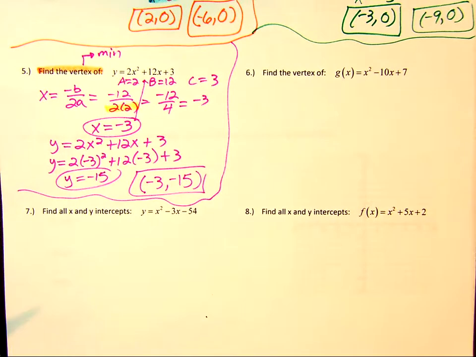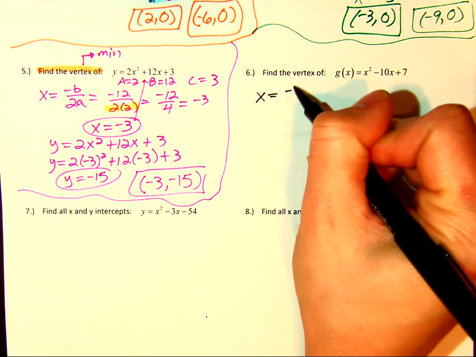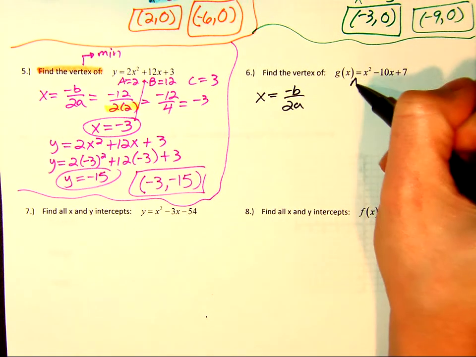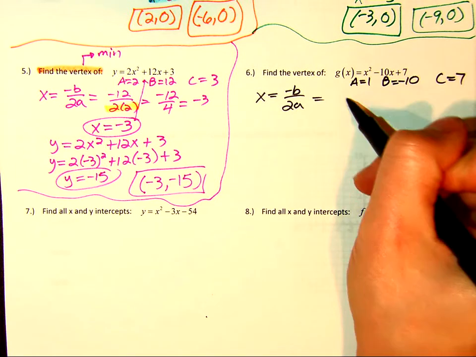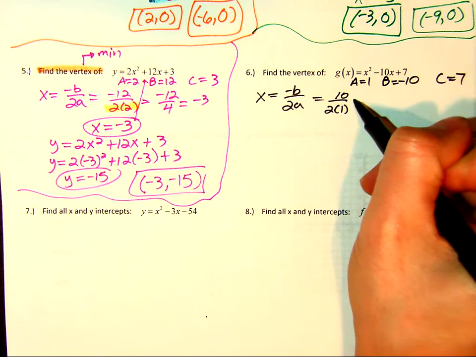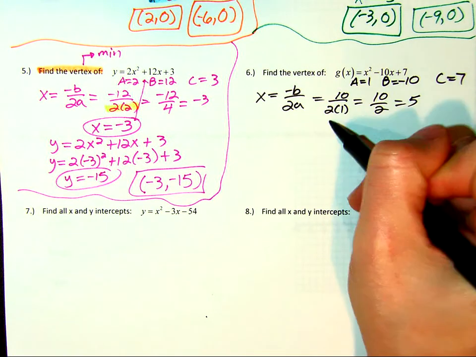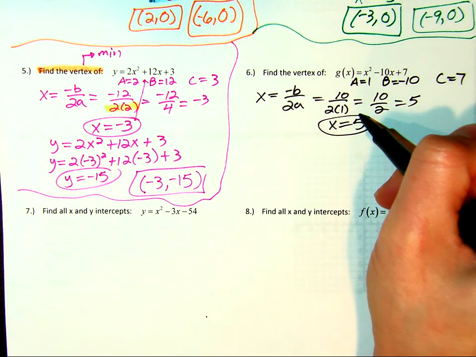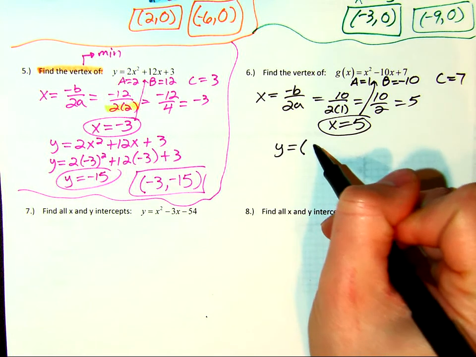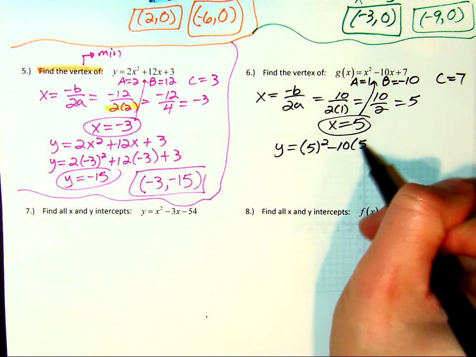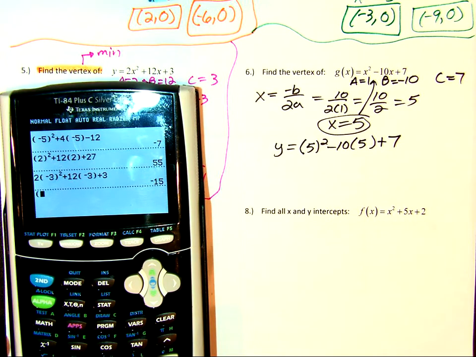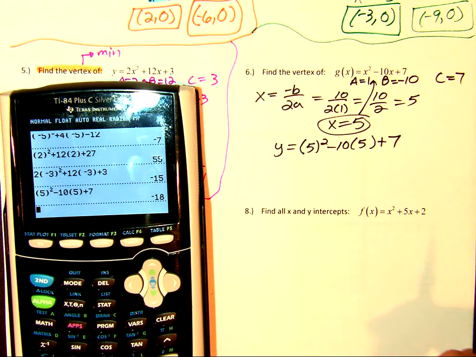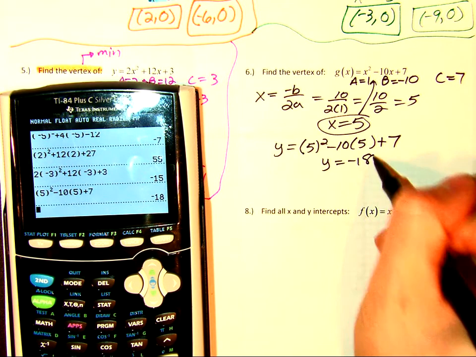So x equals opposite of b over 2a, right? Here my a is 1, my b is negative 10, my c is 7. So the opposite of b would be positive 10 over 2 times a, which is 1, is 10 over 2, which is 5. So x equals 5. Now we're going to plug this in. So y equals, instead of x, it's 5 squared minus 10 times 5 plus 7. So we can go to our calculator. Type it in, 5 squared minus 10 times 5 plus 7. Y equals negative 18. So I've got a vertex of 5 comma negative 18.